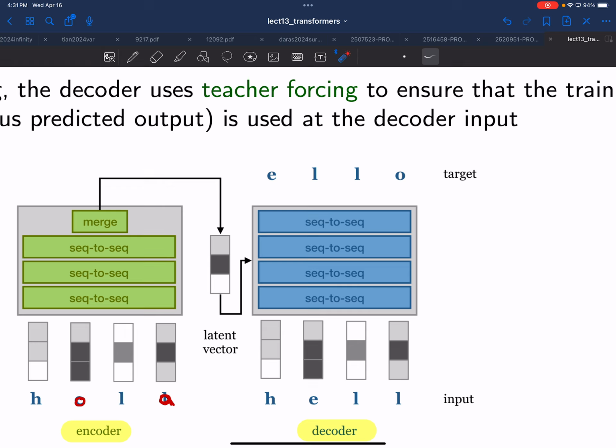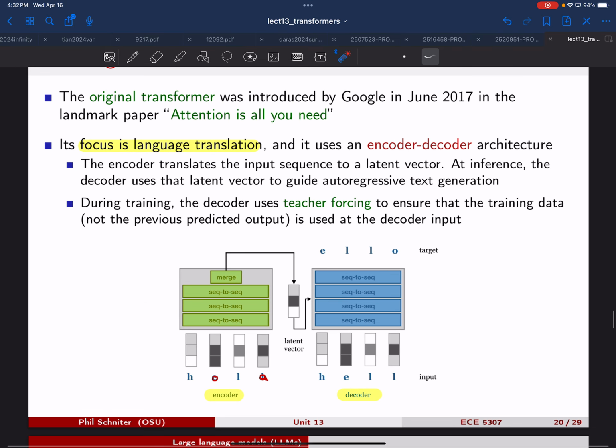So instead, it basically just uses this as a target. You get whatever predictions of these, and you ignore them. And then at the input, this is the teacher forcing. You force the input to be disconnected from the output. You just force it to be the training inputs. You don't actually feed anything back during training. Only during test do you actually start feeding things back. Okay, so that's the original transformer.